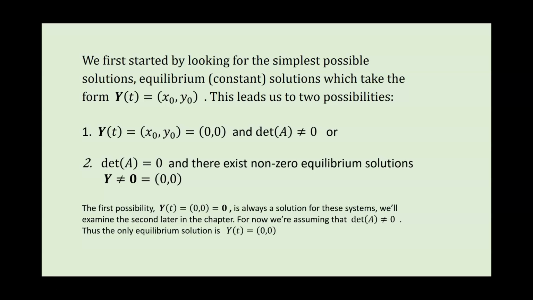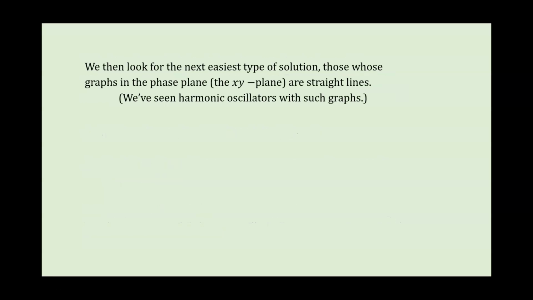In the first possibility, y of t constantly equal to the 0 vector, or the vector valued function 0, 0, always works for any linear system. That's always a solution, so that's not telling us anything new. We're mainly going to focus on that first possibility where the determinant is non-zero. The case where the determinant of the matrix of coefficients is 0, we're going to handle in our later work. So for right now, the only equilibrium solution is the origin.